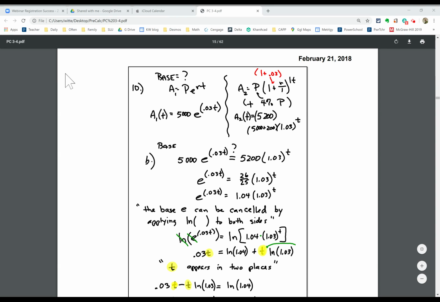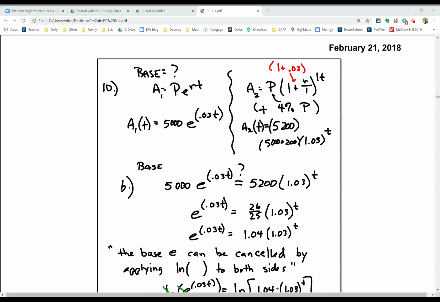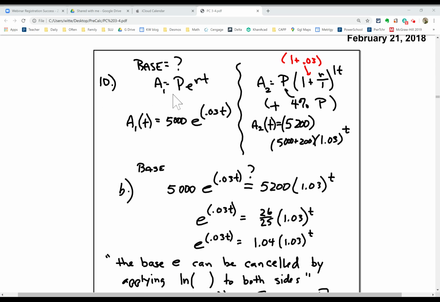We're looking at pre-calculus, section 3-4, page 196, problem number 10. It has been an IOU problem that's kind of long overdue. Let's see if we can get this thing done.